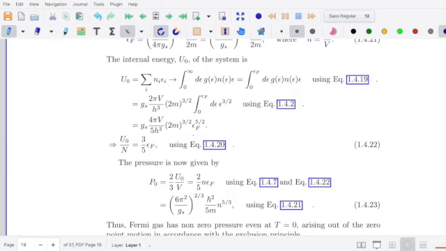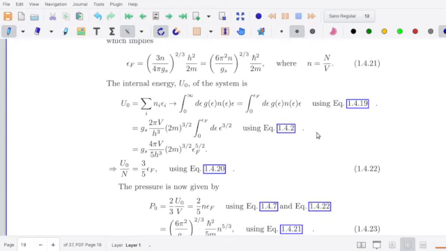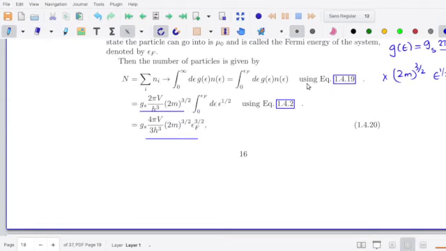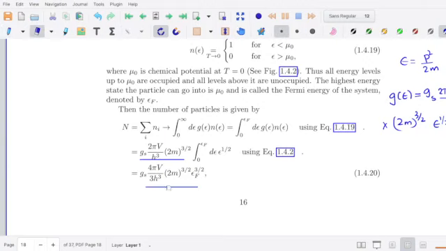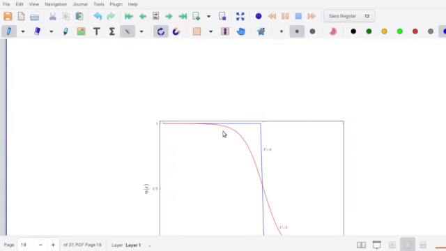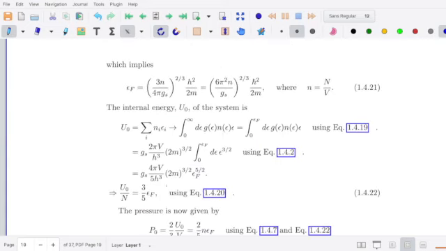So internal energy is proportional to the Fermi energy to the power 5 by 2. So remember, epsilon f is given by this expression, the number of particles is given by this, and internal energy is given by this.